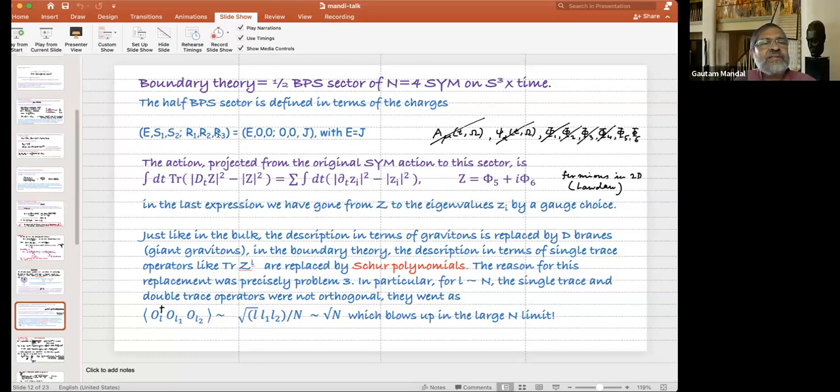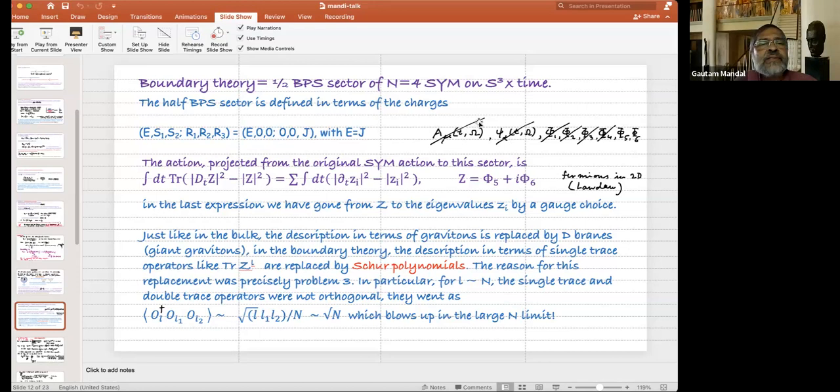So E and R3 survive, but you must also say that E is equal to J. Okay, so the energy of whatever states are there in this half BPS sector of N equals 4 super Yang-Mills theory, energy is the same as angular momentum. Angular momentum meaning S5 angular momentum, which is sometimes called R symmetry charge.